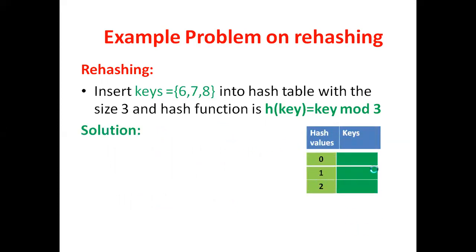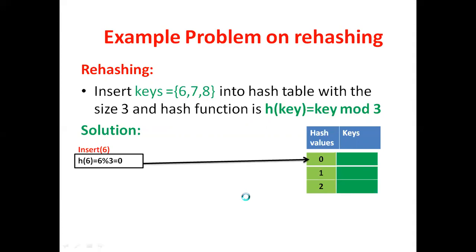We have the hash table and hash keys. Table size is 3, which means the index starts from 0 and ends with 2, and there are 3 buckets. Now I want to insert 6 first. By using the hash function, hash of key is equal to key mod 3, 6 mod 3 means 0. So our key 6 is inserted at the 0th bucket.